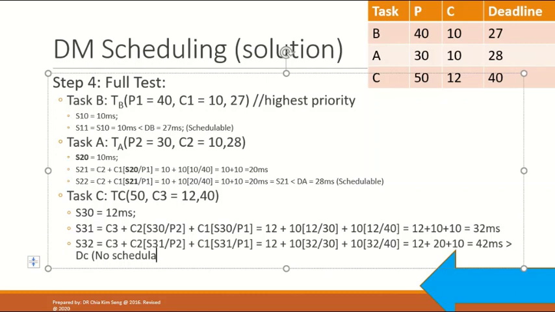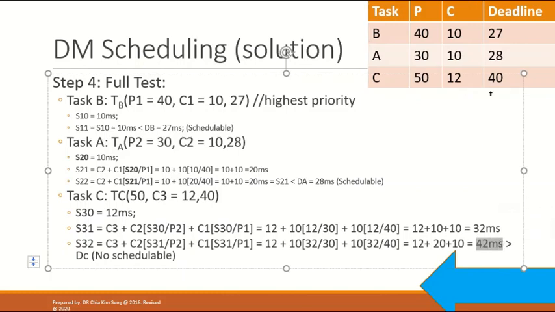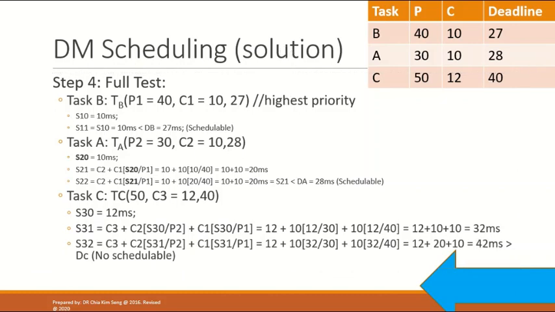Okay, so in conclusion, if you're using DM, it's not schedulable for this task. You're going to miss a deadline, even though it's still within the period, still less than 50. Because the deadline is 40, and this one is 42. It has missed the deadline already. Okay. So I think we can try the activation again to prove our calculation. It will be more interesting.